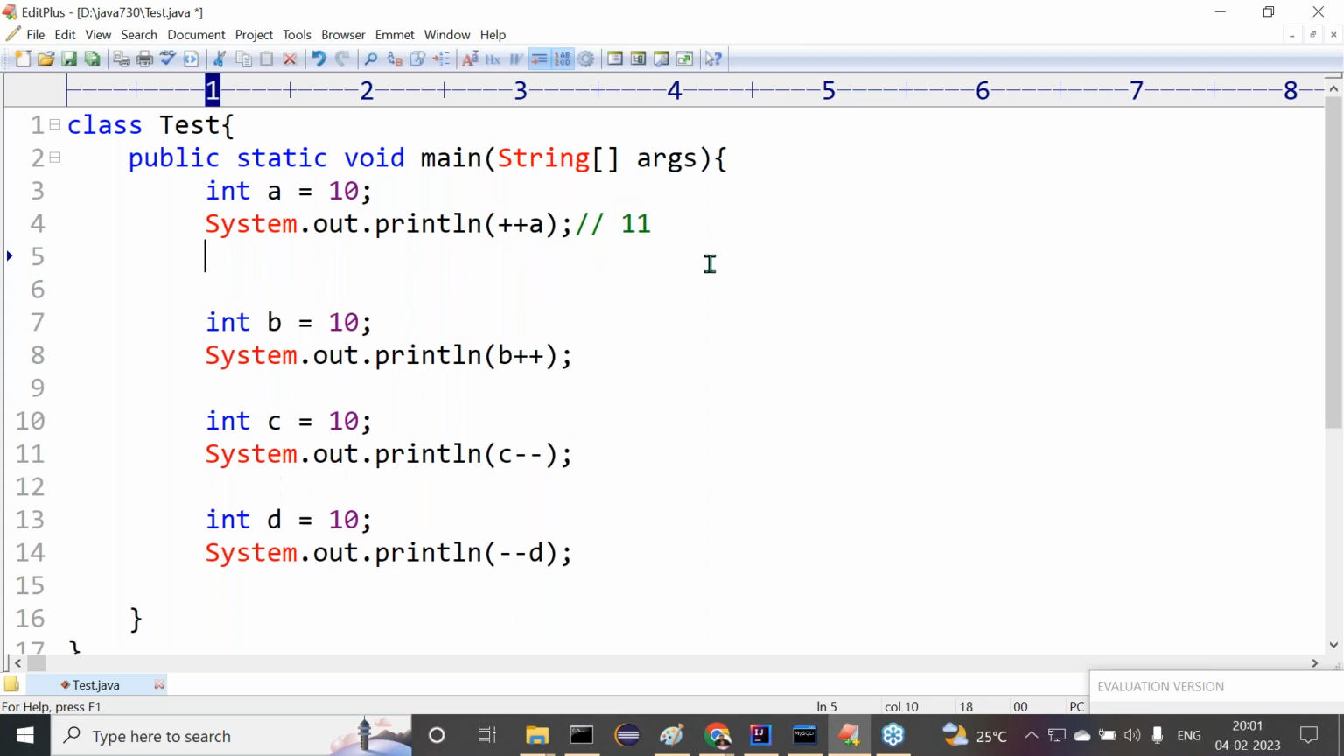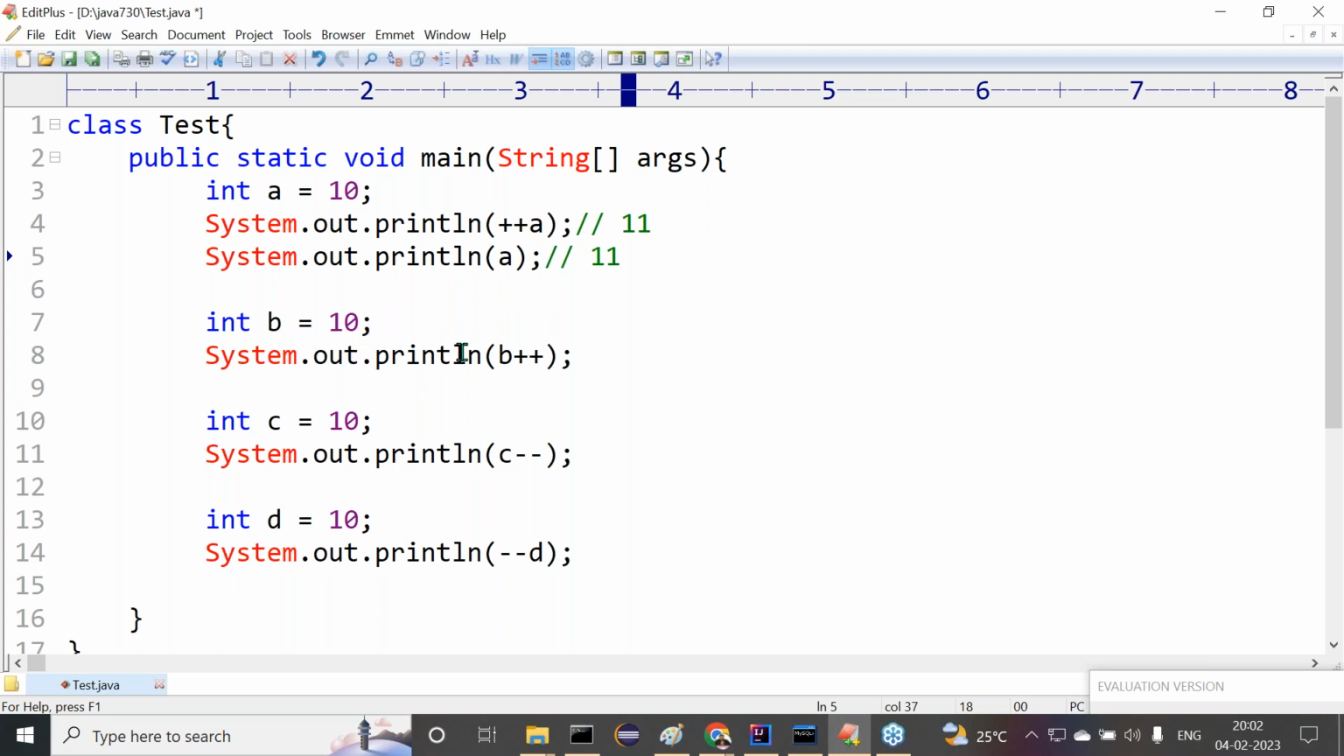For the sake of your clarity, I want to write this one also: System.out.println of a. What value are we able to get here? First of all, the variable value is incremented by 1. Then the incremented value is displayed. So 11 is the output. Internally the value is incremented or not? 11 we are getting there.